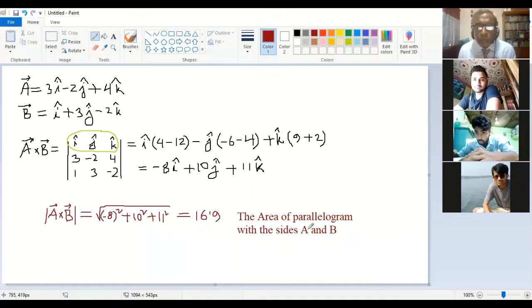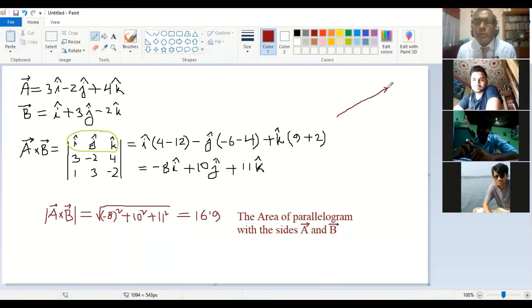And what will be the parallelogram? The parallelogram will be with these two vector sides. That means, say this one is your A vector, and this is your B vector, just as an example. So if you draw a parallelogram with these two vectors, this will be the parallelogram. Parallelogram means the samantarik, right?